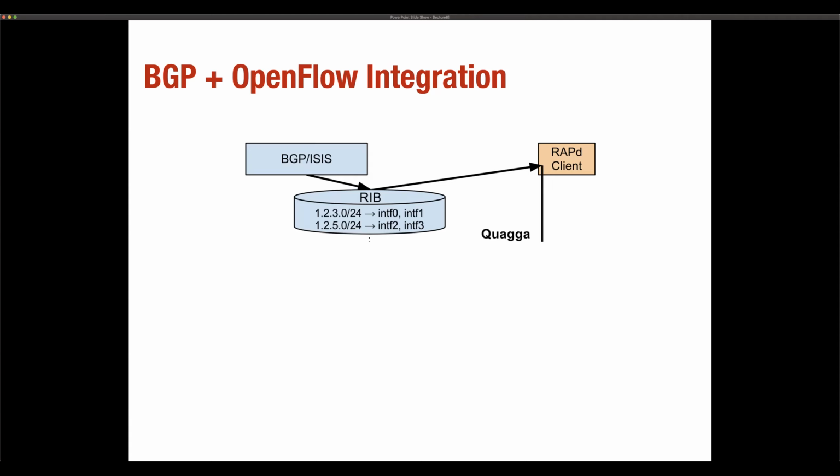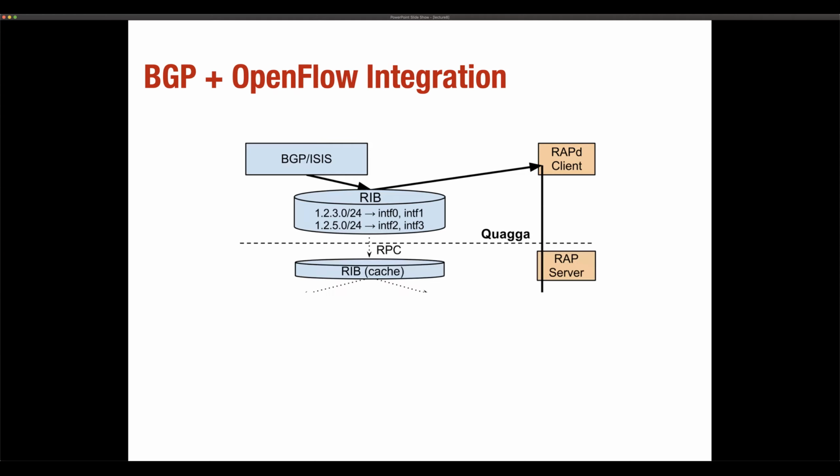So in this case, when it says 1.2.3/24, that is a prefix, and for that prefix, you can send traffic either to interface 0 or interface 1, right? And this is the routing information base that it will create for all the prefixes that it has seen, right? These prefixes are the ones that are advertised by individual sites. And then using remote procedure call, RPC, these will be sent to the RIB cache for the RAP server, or basically the RAP server within the site controller.